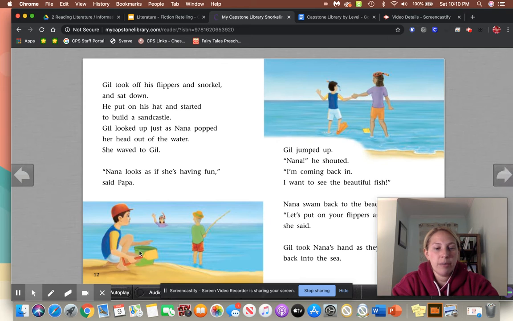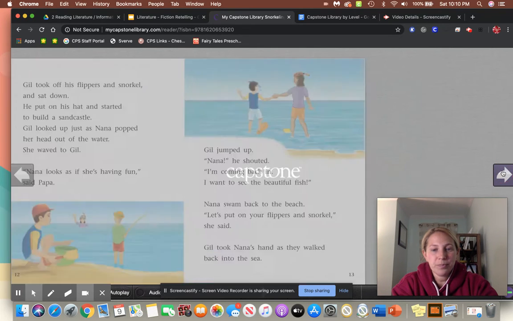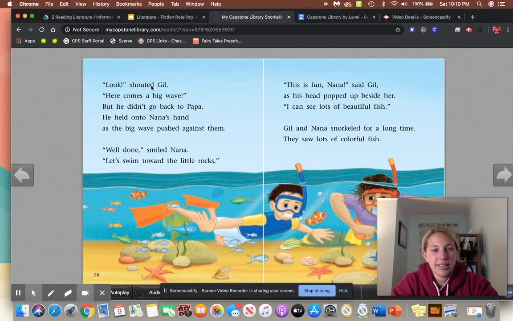So he's watching from the beach and he's seeing how Nana's having all that fun. And remember what she said she does when she snorkels? She gets to see all the pretty shells and the fish. Papa only turns around and tells him that, look, Nana looks as if she's having fun. And finally, he decides that he's going back in because he wants to see the beautiful fish too. He gets a little nervous again because he says, look, here's coming a big wave. But he was brave and he held on to Nana's hand and they looked under the water. And what did he get to see? He got to see all the beautiful fish.